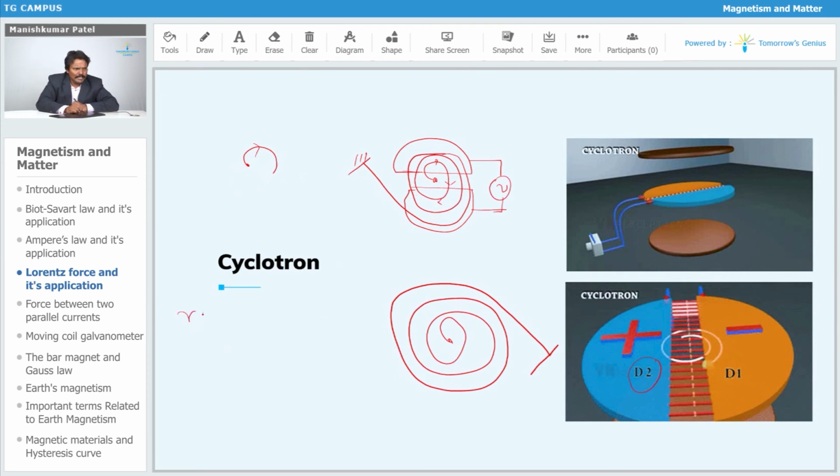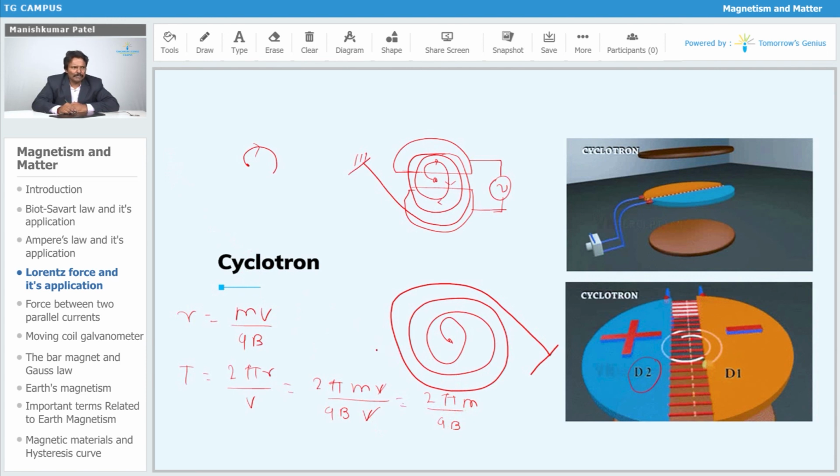We have just discussed the radius, R equals mv upon qb. At the same time, you can find its frequency from the time period, T equals 2 pi r upon v. Instead of r we put mv upon qb, and the v cancels, so T is 2 pi m upon qb. You can then get the frequency, which is 1 upon T, that is qb upon 2 pi m.